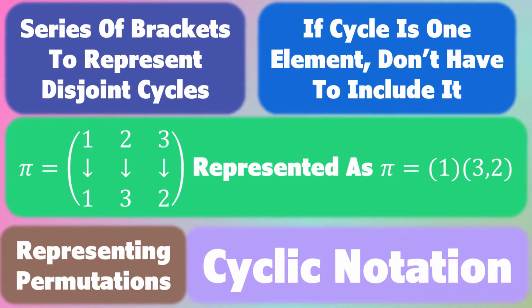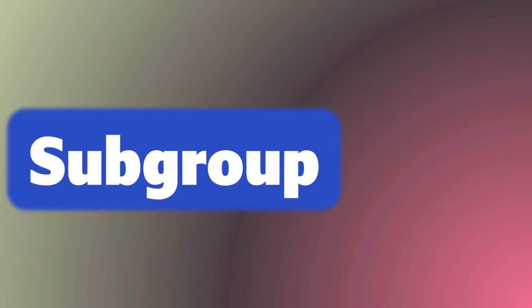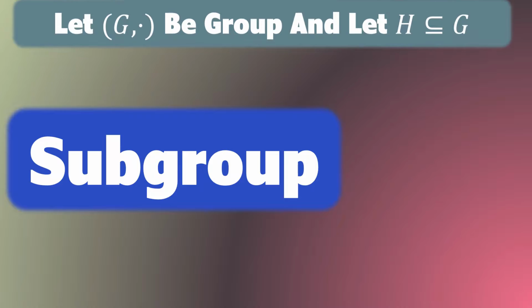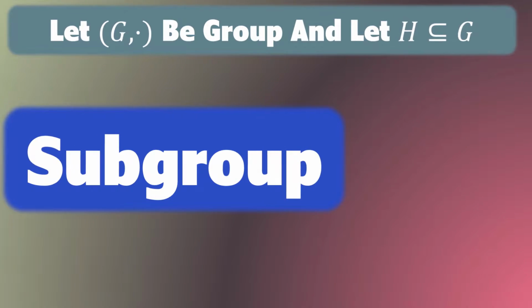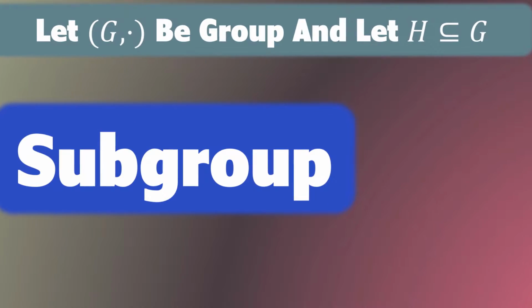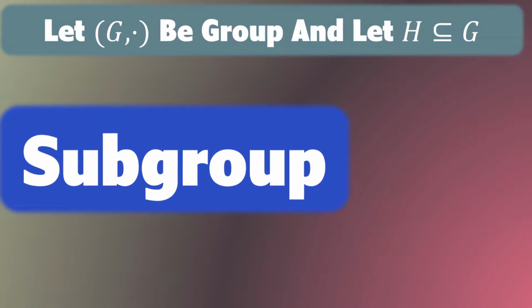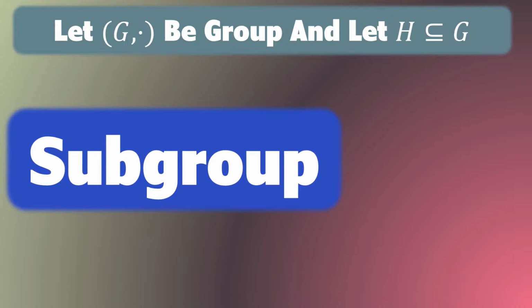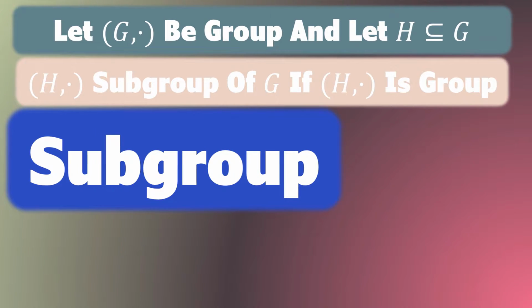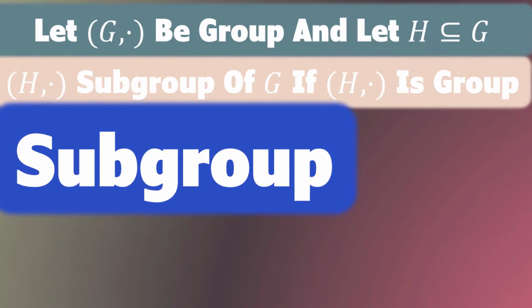Now, let's define a subgroup. Let G with binary operation dot be a group and let H be a subset of G. Then H with binary operation dot is a subgroup of G if H with binary operation dot is a group. It's important to note that the binary operation dot is the same operation on H as it is on G.